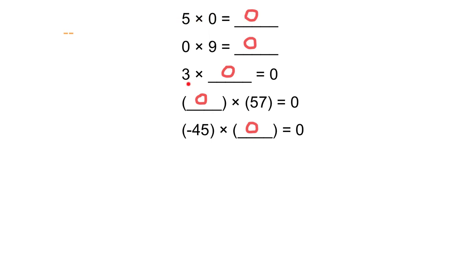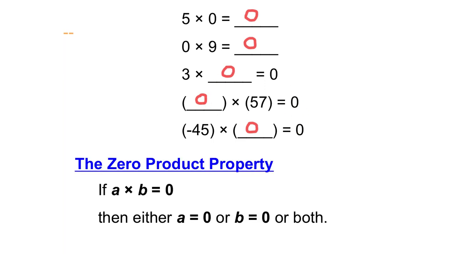If you're multiplying two numbers and the answer is 0, well, that missing number must be a 0. This is an illustration of the zero product property. If A times B equals 0, then either A equals 0 or B equals 0, or both. Keep this principle in the back of your mind as we go through the next example.